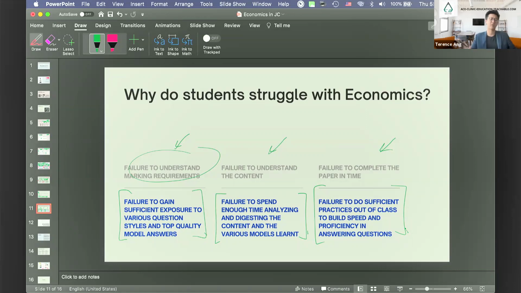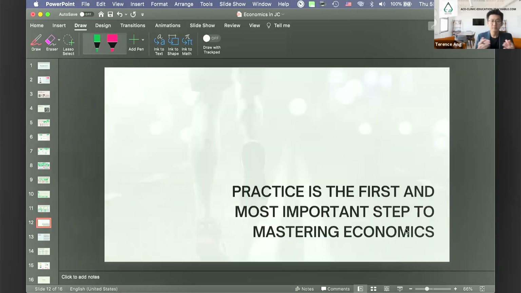Okay, so those are the three underlying reasons why they struggle. Now, practice is the most important step to mastering econs. We don't have to write a tremendous amount of essays, right? It's very time consuming and it's very painful to write. But what we are saying here is that every time you have an exam or test come around, you need to be writing a bit at least. 1 essay, 2 essays, right?